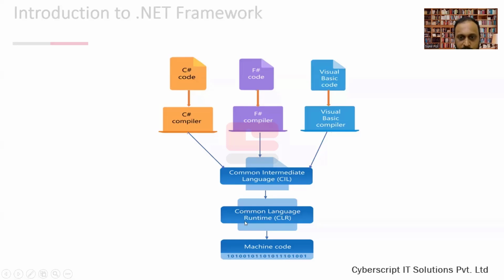Then the common language runtime comes into the picture when we execute the exe or DLL. Then this MSIL code gets converted into machine code, which can be understood by the operating system, with the help of the JIT compiler. So the common language runtime, CLR, uses the JIT compiler, which will convert common intermediate language code into machine code.